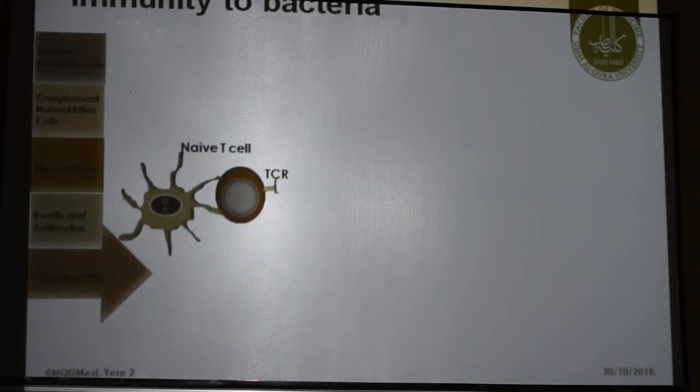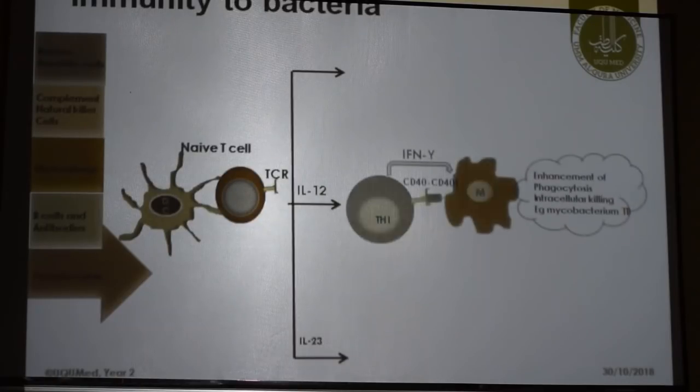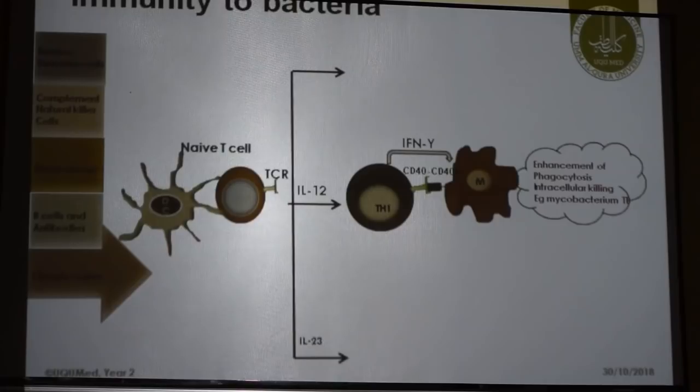Now this is just an overview of different possible routes that are taken by a naive T cell. In the presence of IL-12, the naive T cell is converted into a Th1 cell, and the Th1 cell will talk to the effector cell, the macrophage. This is the perfect example for this. It will tell the macrophage to start killing by producing hydrogen peroxide, and the killing machinery will be very efficient.